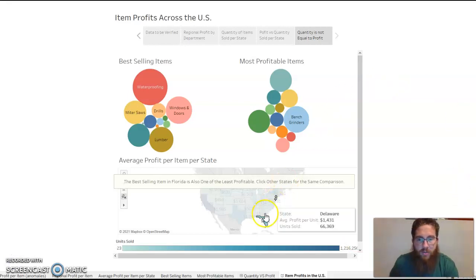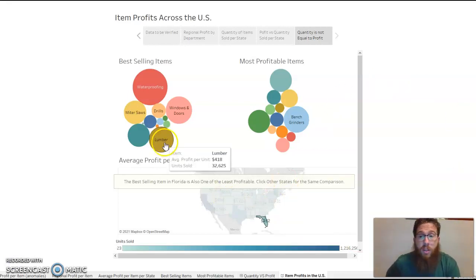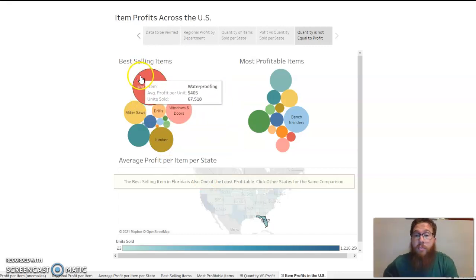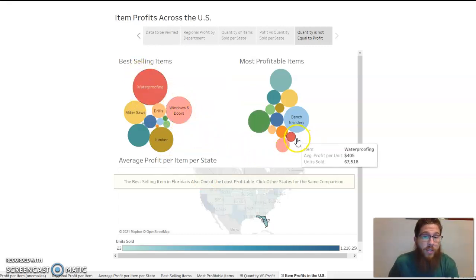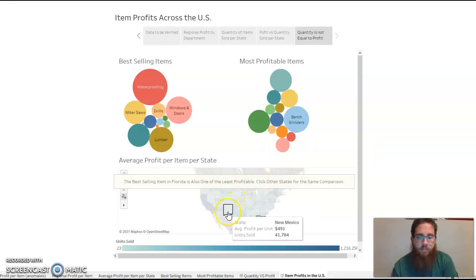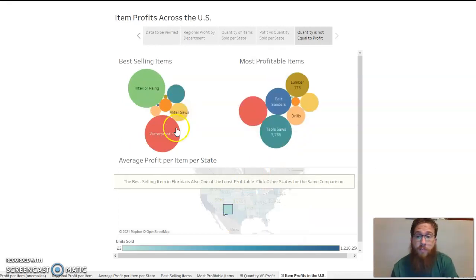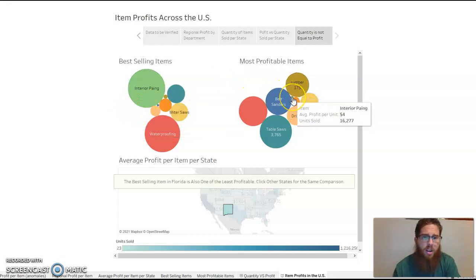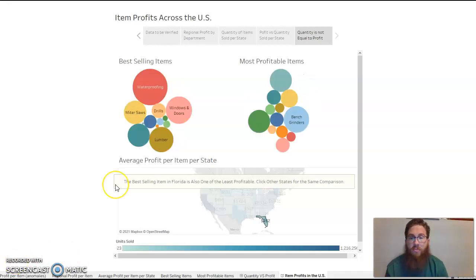So we look here, we can see for the state of Florida, waterproofing is the best-selling item. But profit-wise, it's one of the smallest items we have. And if we move on to the next state, look at New Mexico. Interior painting is what we sell the most of by far. However, if you look at the profit side, our average profit per unit of painting is $4. It's the smallest profit visible on this map.